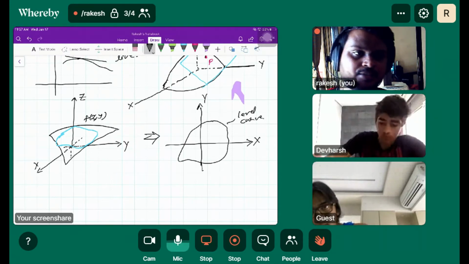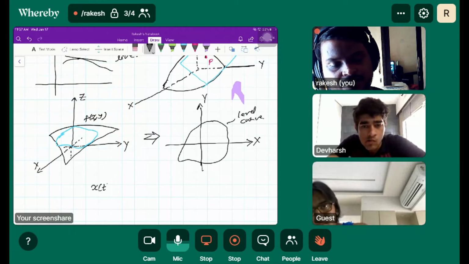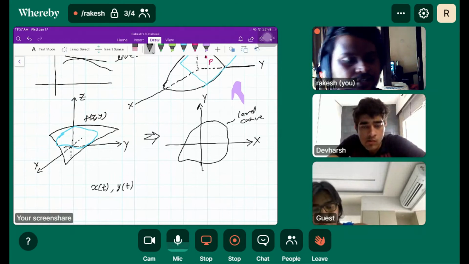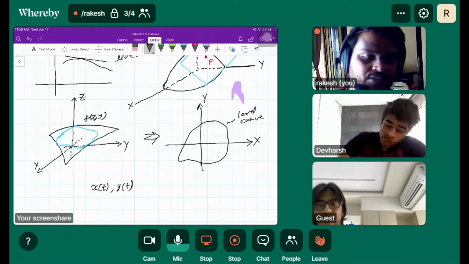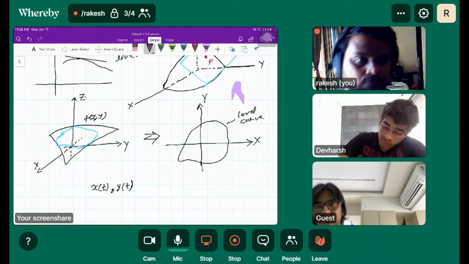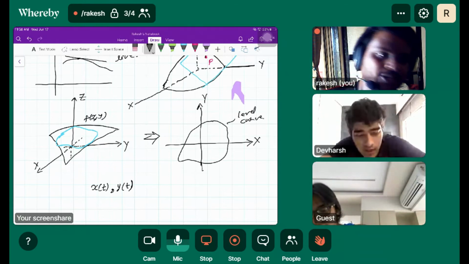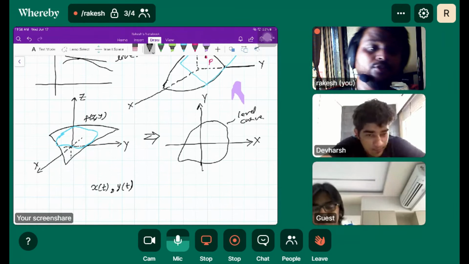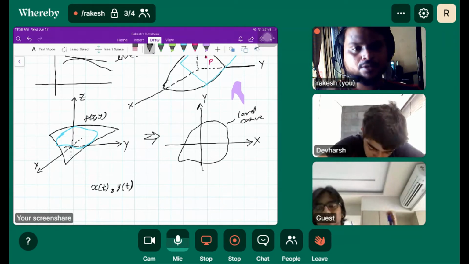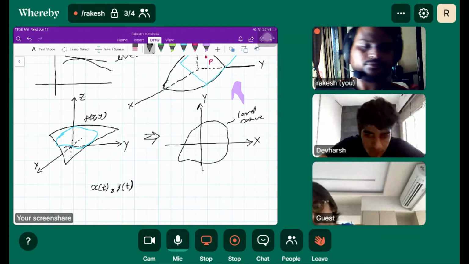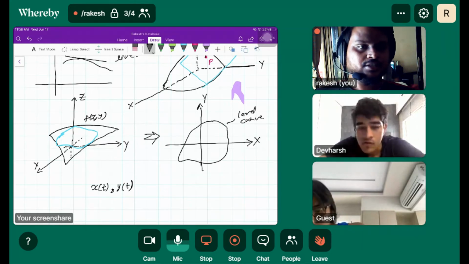Equation of level curve can be represented in parametric form, like x of t and y of t. Right? We can represent the level curve in parametric form, x of t comma y of t. And these two points satisfy the level curve because we cannot know whether it is a circle or what kind of level curve it is. Even so, we can represent any curve in parametric form. Do you agree with this?